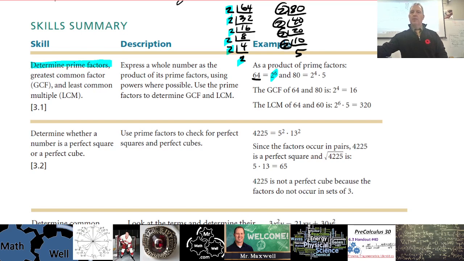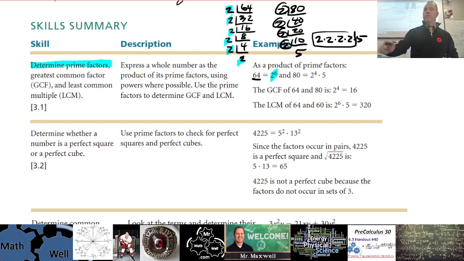So the product of prime factors is prime factorization. Write it as a product. You can write it out like this, 2 times 2 times 2 times 2 times 5, or you can simplify this by writing it as 2 to the power of 4 times 5. So from there, we can find out all sorts of things.